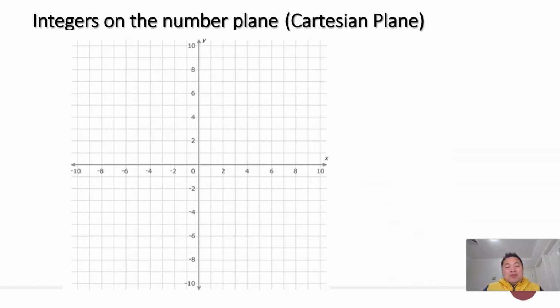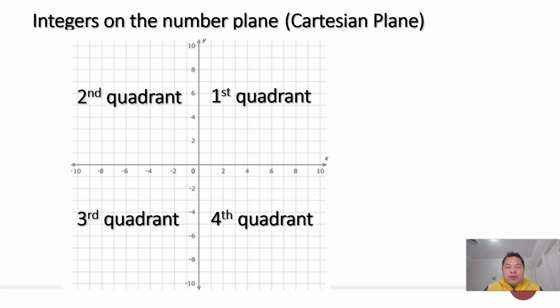Sometimes, instead of number plane, we call it a Cartesian plane. So things to take note. Again, this is something that you need to memorize. This is where the first quadrant is located. Second quadrant, third quadrant, fourth quadrant. So how do you know which one is which quadrant? In terms of definition, whenever you have a positive value of x and a positive value of y, that's why you call it the first quadrant.